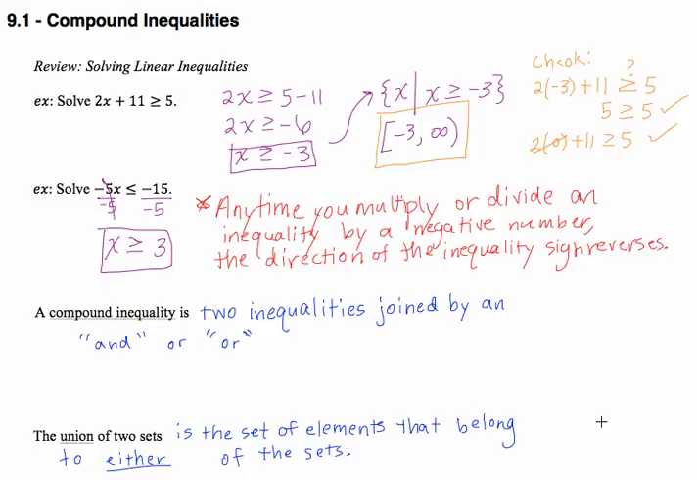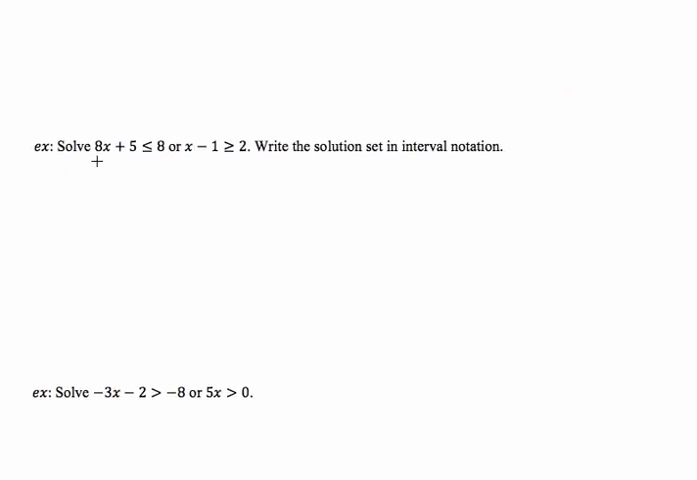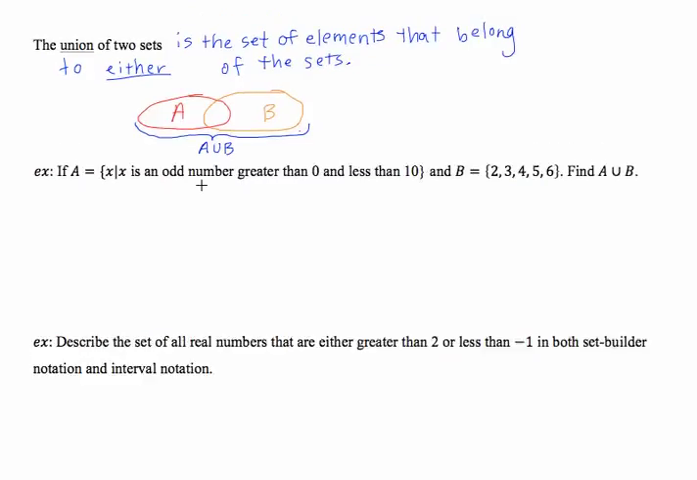Okay, so moving on, what we're going to do in this section is actually solve compound inequalities. So a compound inequality is two inequalities that are joined either by an and or an or. So to see some examples, just scroll down a little. This one says solve 8x plus 5 is less than or equal to 8, or x minus 1 is greater than or equal to 2. Meaning you're looking for all the x's that solve either one or both of these two inequalities.